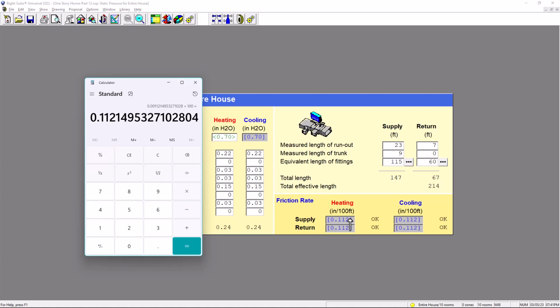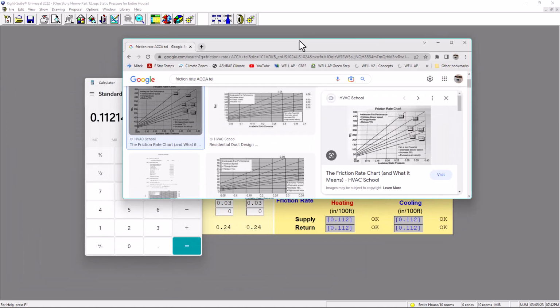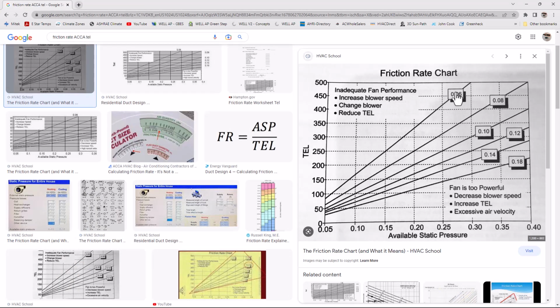But you might ask, Roberto, what are the parameters? Anytime you can go to Google and search friction rate, ACCA, total effective length, and you're going to be able to find a chart. That's what I did in Google, and then we have this chart. The friction rate chart indicates that my friction rate should be between 0.06 and 0.18.